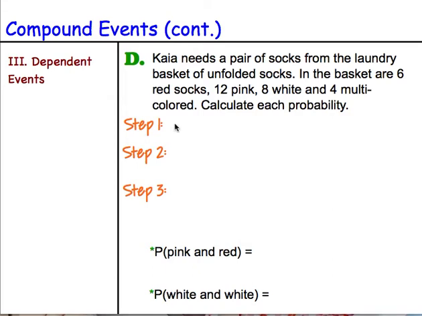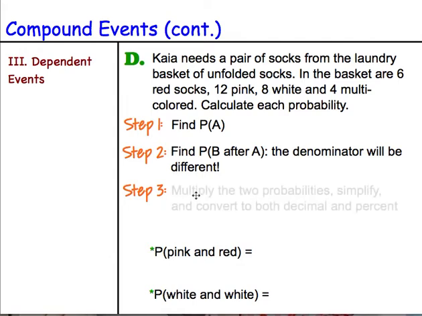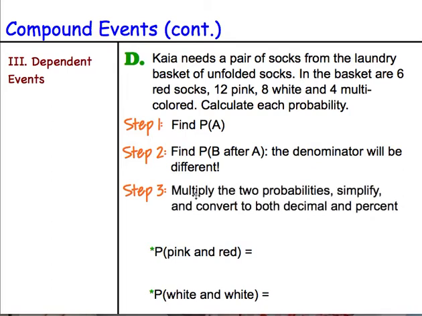So the first step is still going to be to find the probability of A happening. Then, and this is where it's different, we will find the probability of B happening after A. This means we're assuming that A is going to occur. This is going to change our denominator, and we're going to take a look at that. And then finally, just like we've been doing, the third step will be to multiply the two probabilities, simplify, and then convert to both decimal and percent.